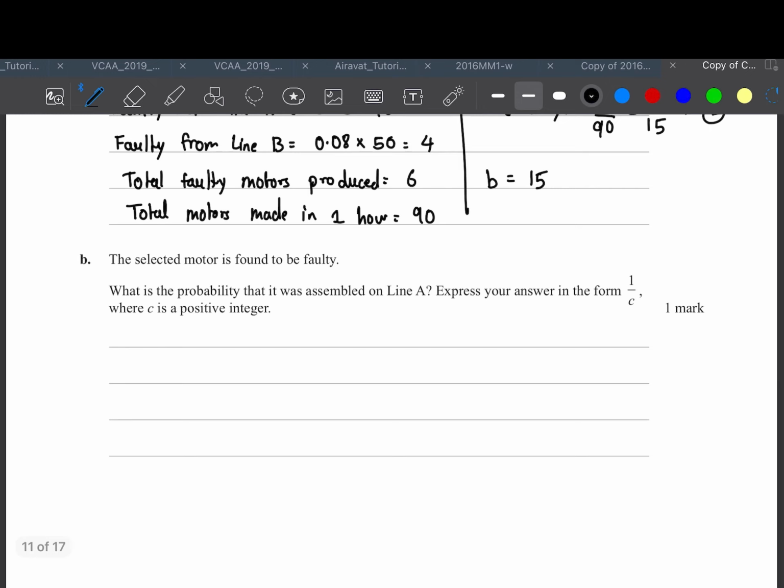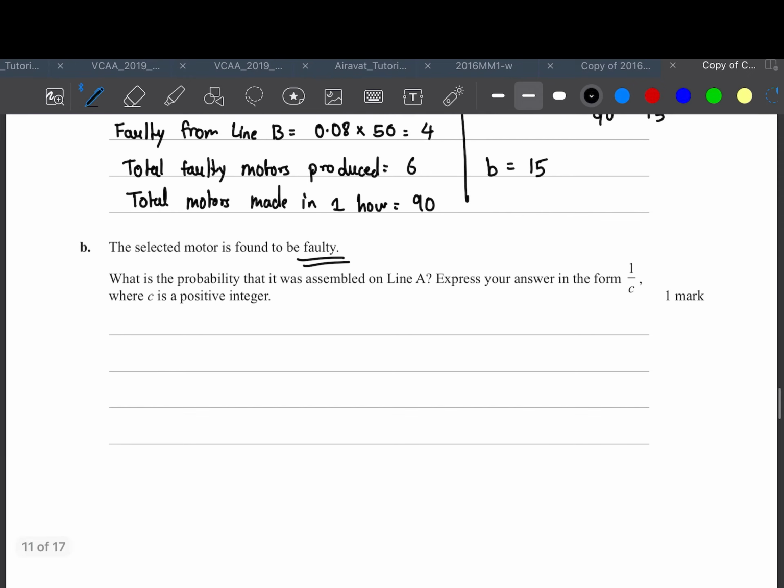Now the selected motor is found to be faulty, so just straight up given, and it implies that this is a conditional probability question because it's already given that motor is found to be faulty. What is the probability that it was assembled on line A? Express your answer in form of 1 on C, where C is a positive integer. So what we are essentially finding is probability of it being from line A given that it was faulty. That's what we are solving for. Alright, this is a conditional probability question, so this will just be probability of coming from line A intersecting faulty divided by probability of faulty.